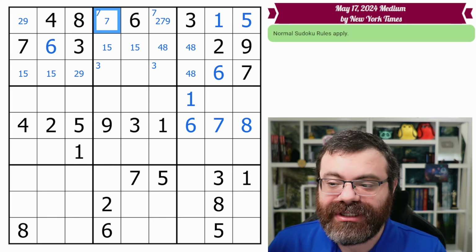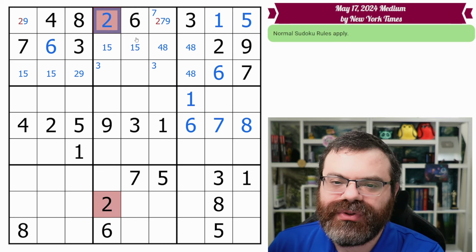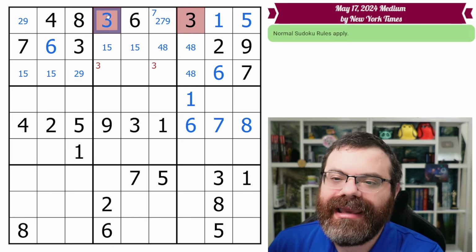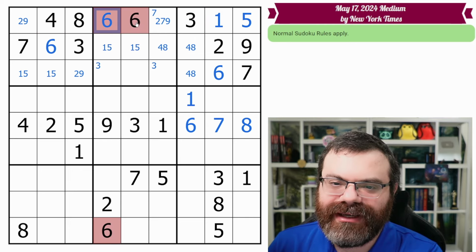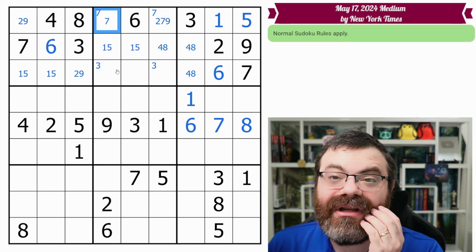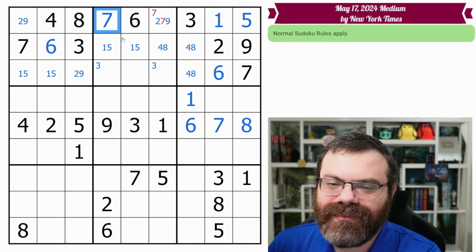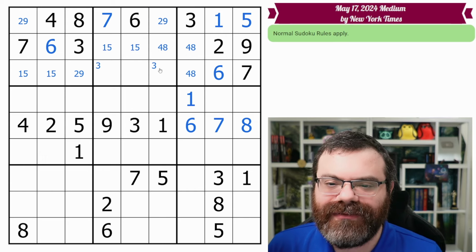We have to put a digit in here, right? Can I put a 1? The answer is no, there's a 1 in the row. Can I put a 2? The answer is no, there's a 2 in the column. I can't put a 3. I can't put a 4. I can't put a 5. I can't put a 6. I can't put an 8. And I can't put a 9. So if I'm going to put a digit in here, it better be the 7 or it's going to be nothing. So we have to put the 7 there. So that actually cleans up that 7.